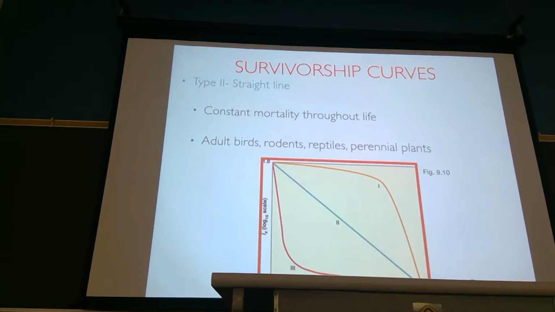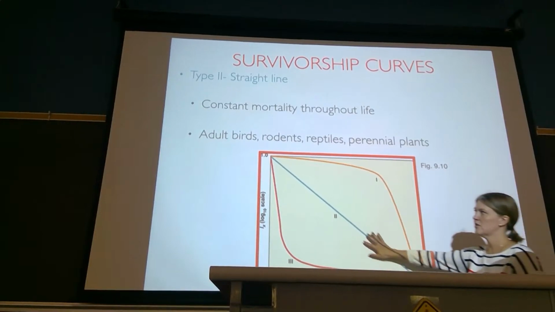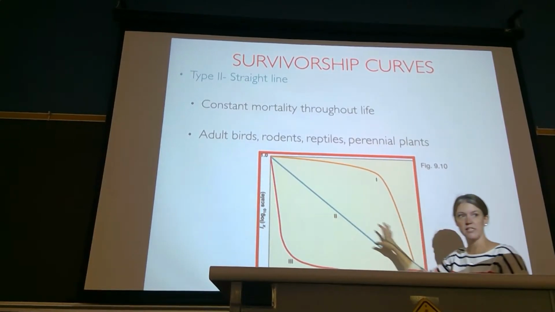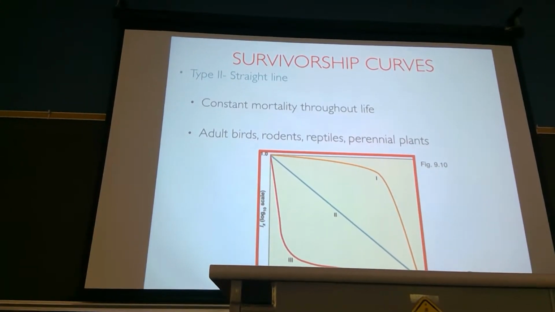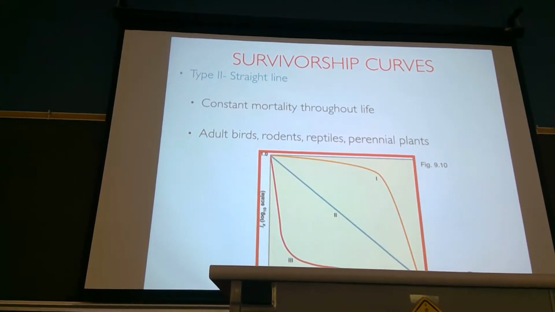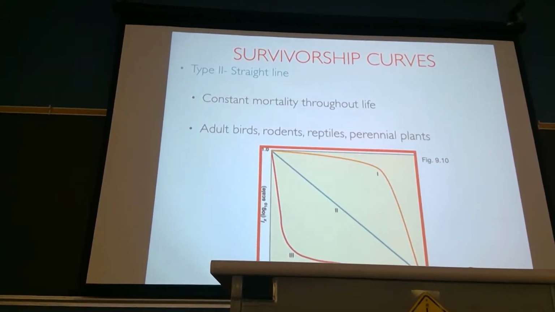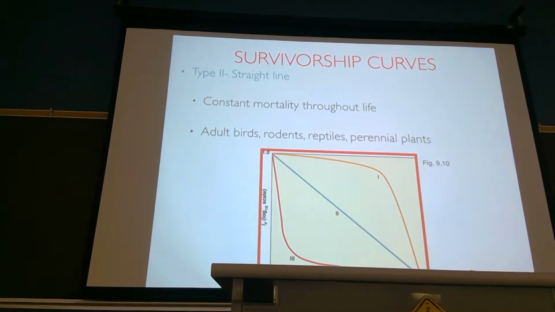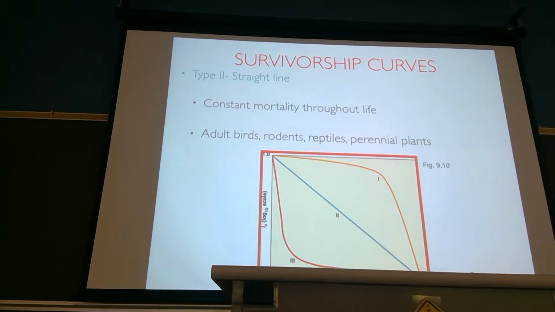Okay, type 2 is the straight line. They have pretty much constant mortality throughout their life cycle or the time period in which you're looking. It doesn't matter where you look, a certain percentage of them are going to die. This is really common for adult birds after they're out of the nestling stage when mortality tends to be higher. It's really common in rodents and reptiles as well as our perennial plants that kind of come back year after year. These are populations and organisms that have constant mortality due to some constant low level of density independent factors.